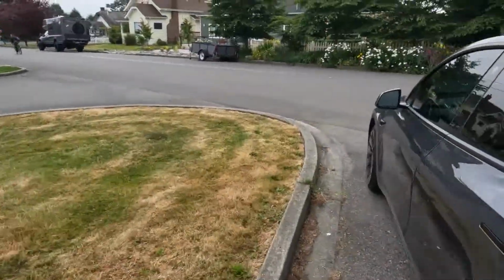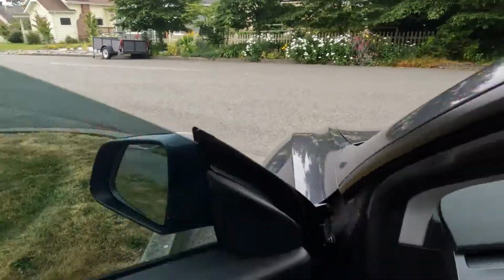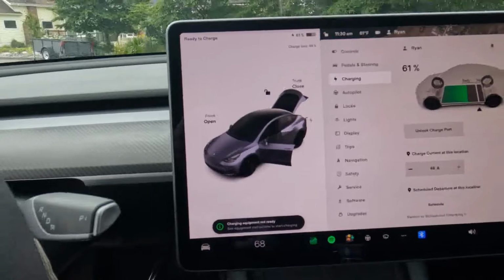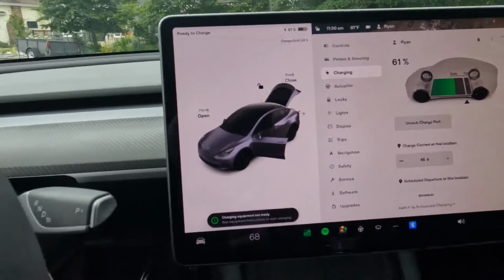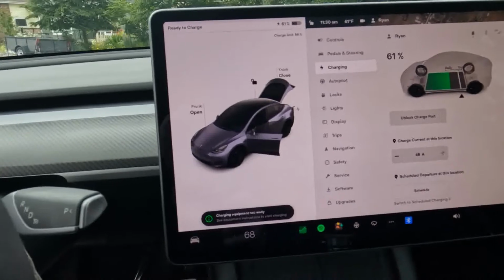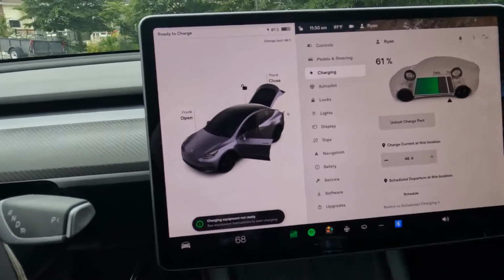I have it signed up, but this is one of the problems with public charging, is it can become a real pain. All right, the car says ready to start, but I need to follow some instructions before it will. So let me go ahead and bring up the ChargePoint app, get started, and then I'll be right back.